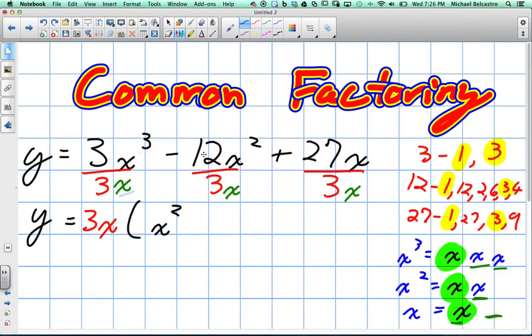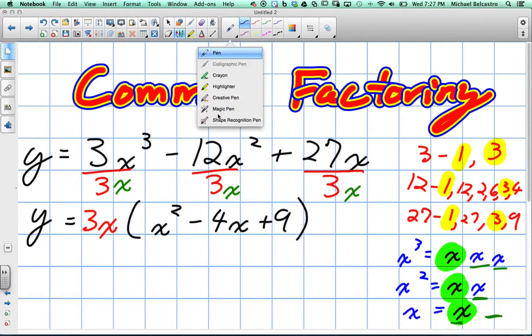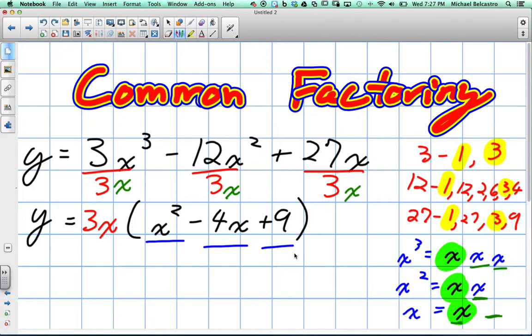Okay. And our next one, negative 12 divided by 3 gives us what number? Negative 4. Yep, negative 4. And x squared divided by x gives us? Just x. And positive 27 divided by 3 gives us? 5? No. Close. 9. Good. Positive 9. And x divided by x is? Nothing. And that's it. We've now common factored.